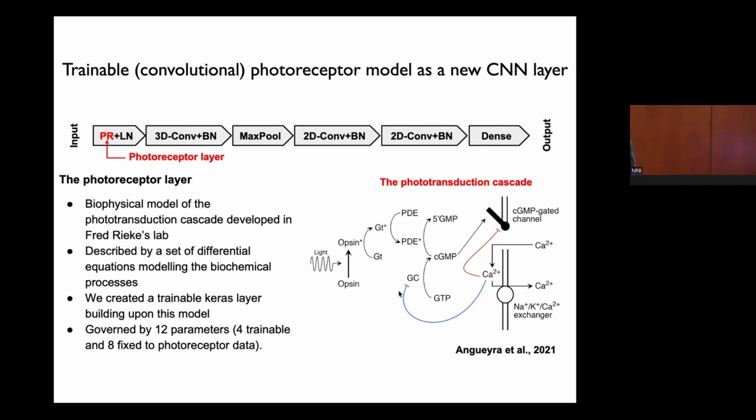So what we did to give our models some knowledge of this process is we took the signal transduction cascade, described it by a big set of coupled differential equations that allow us to calculate what the photocurrents should be for any input rate of photons hitting the photoreceptor. We then made that into a custom PyTorch layer that's shown here schematically in red, and stuck that photoreceptor Lego piece on the front end of our big artificial neural network.